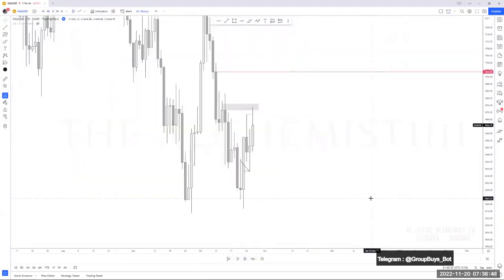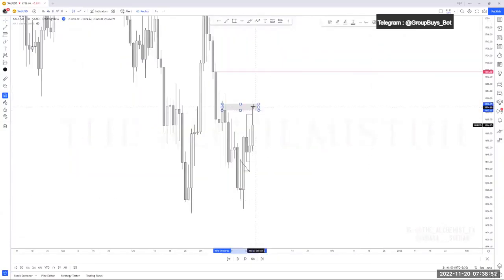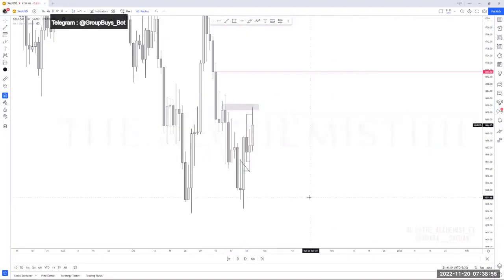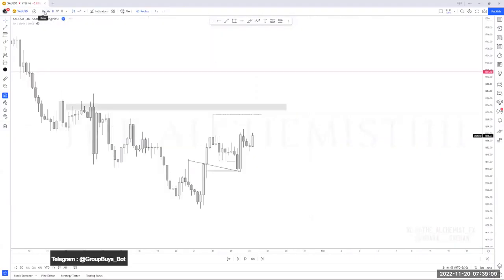What has happened? Price has tapped into this and closed below it. Can you see it? Okay, that's the first sign. What's the next one?